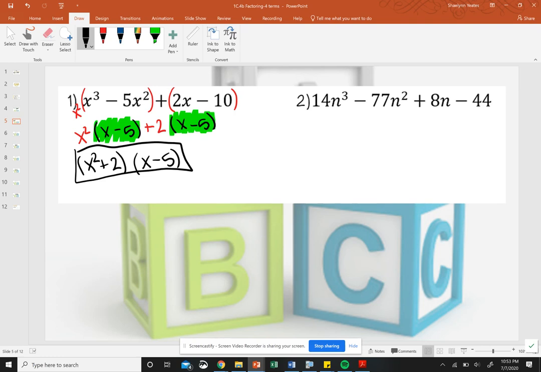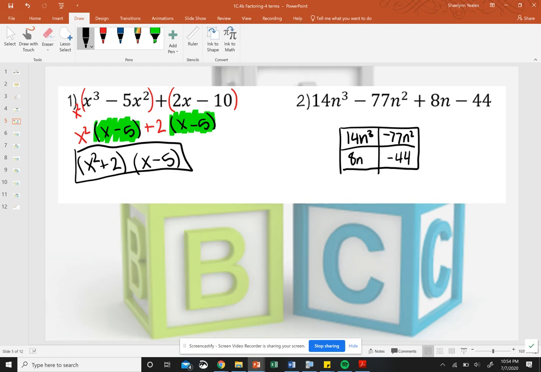So what I'm going to do now is set this up in my box. I'm going to put the 14n cubed in the upper left, the negative 77n squared in the upper right, 8n in the lower left, and the negative 44 in the lower right. The most important part is that the highest degree is in the upper left and the lowest degree is in the bottom right. Remember that this is degree 0 because this is n to the 0 power, but we don't write that because that's silly.